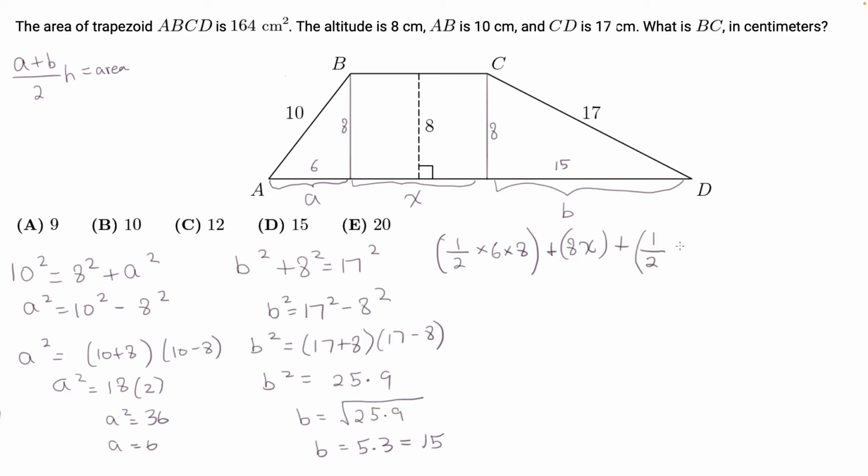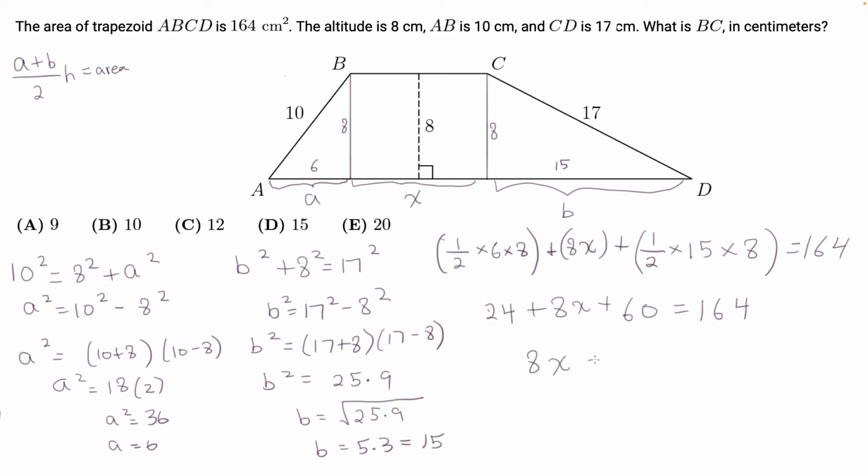So we have half times 15 times 8, and that equals 164. So we have half times 6 times 8, so it's 24, plus 8x, plus half times 8 is 4, so 4 times 15 is 60, equals 164.